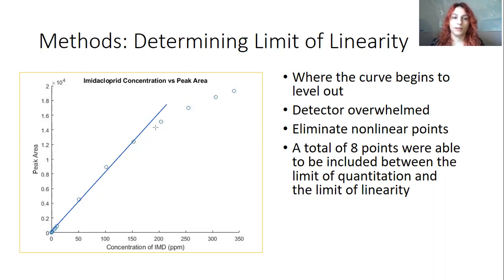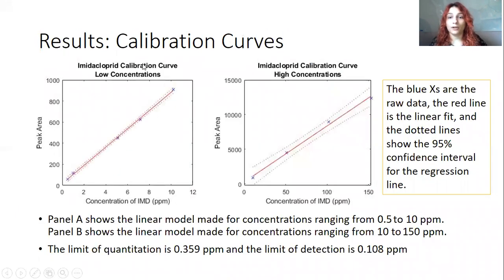And so we determined that too far beyond where the deviation from linearity was, we were definitely not going to use those points. We ended up keeping the points within 150, and then the points that were above the limit of quantification as well. And so here are our calibration curves.